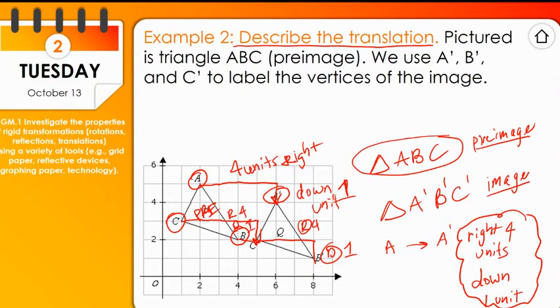Each vertex has been moved the exact same number of units in the exact same direction. B to B prime, C to C prime. The movement from A, the pre-image, to A prime, B prime, C prime, the image, is right 4 units, down 1 unit.